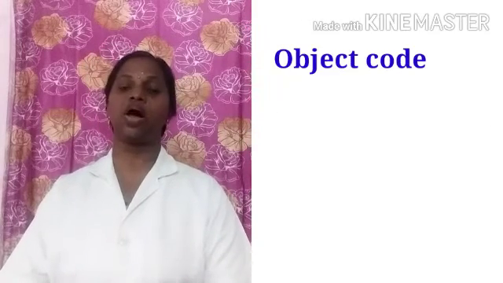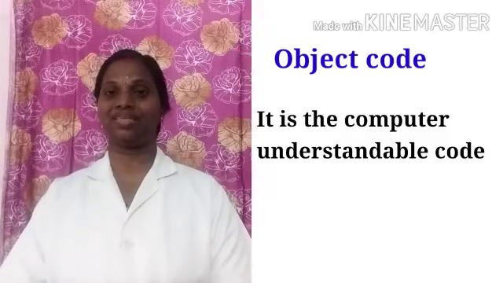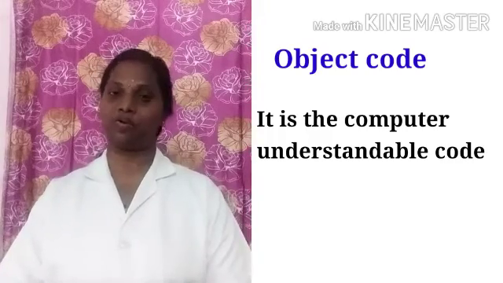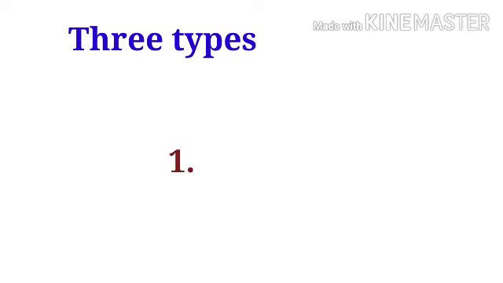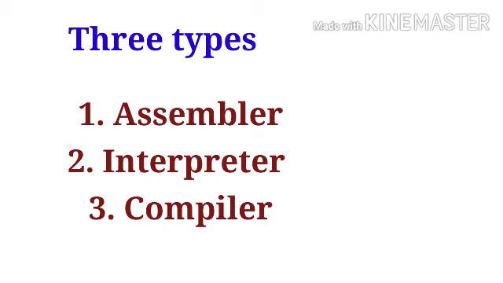And machine code or object code means computer understandable code. That one is machine level language or binary language or binary code. So, the language processors are used to convert source code into object code, or high level language into low level language or machine level language. There are three types of language processors: first one, assembler; second one, interpreter; and third one, compiler.